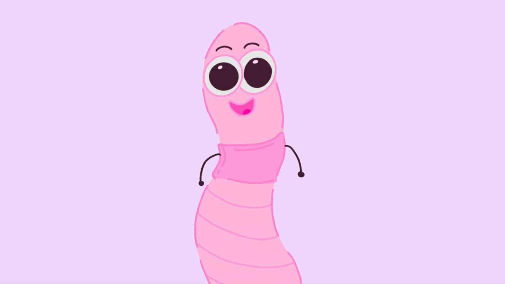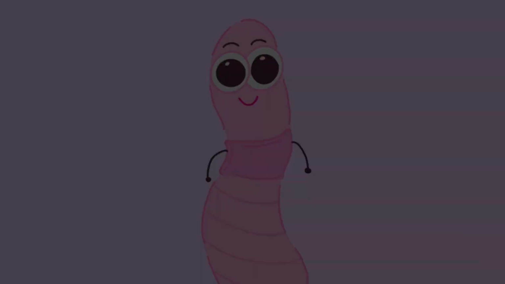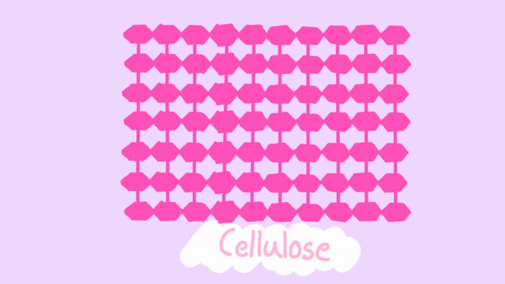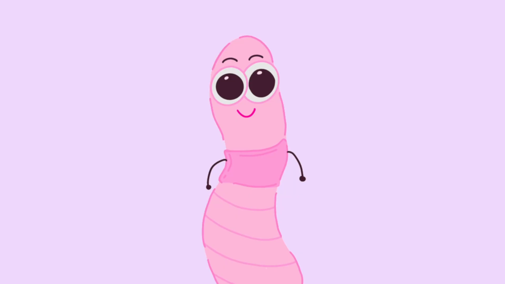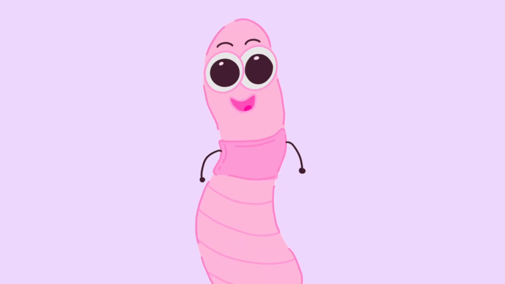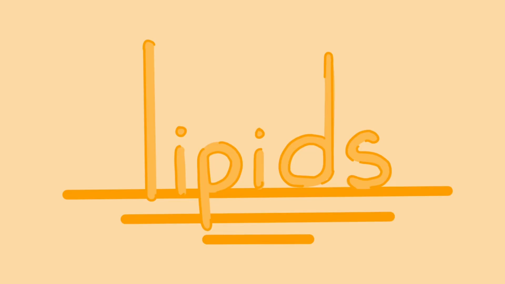Two structural polysaccharides are cellulose and chitin. Cellulose is found in the cell walls of plants, and chitin is found in the cell walls of fungi and also the exoskeletons of insects. Unlike the bonds between sugars in starch and glycogen, these bonds are harder to break.